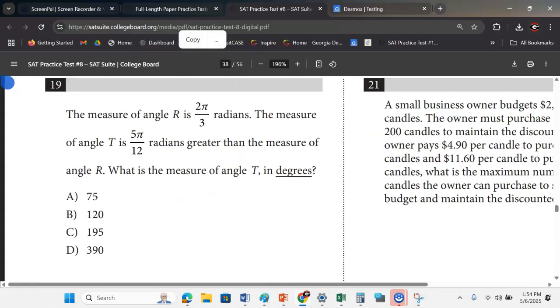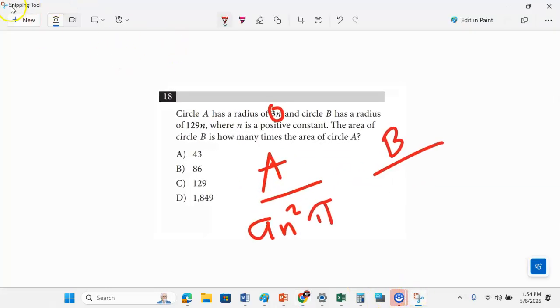19, the measure of an angle R is 2 pi over 3 radians. The measure of angle T is 5 pi over 12 radians greater than the measure of R. Okay, so two things here. We have to be able to add those, and we have to be able to convert over to degrees. So let's do that. So let me get a snip.